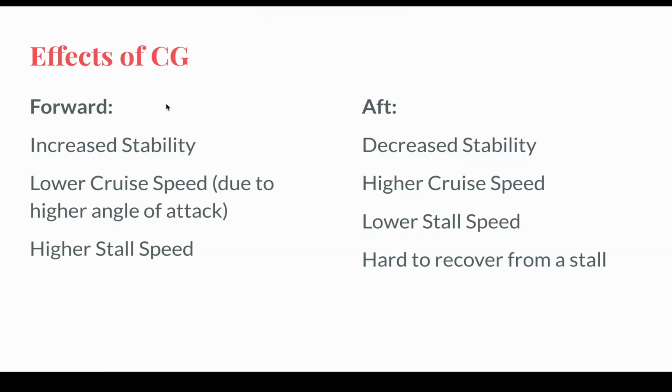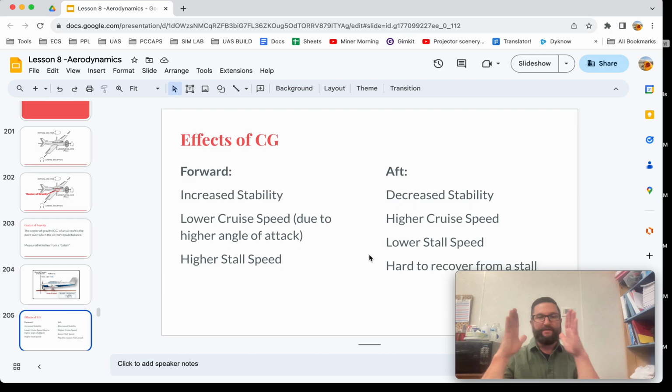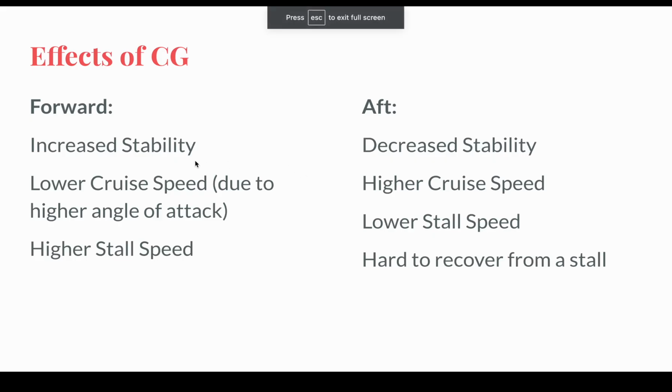So there are different effects. You could have a forward CG and an aft CG. Now, there's a limit for the CG. If you're outside of limits, you can have really bad effects. But if you're inside limits but forward of center, you can expect increased stability, lower cruise speed, and higher stall speed.